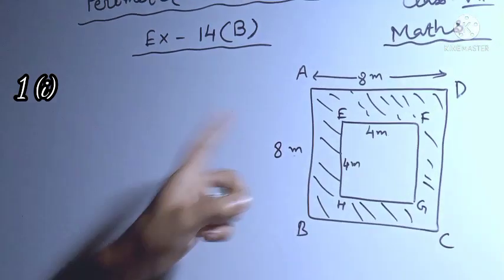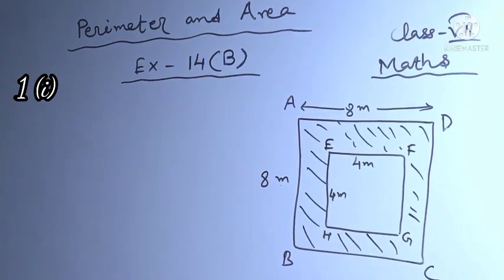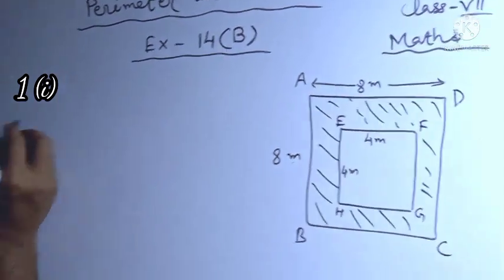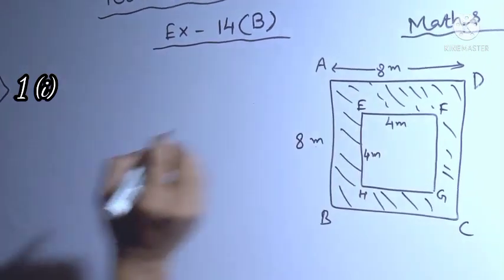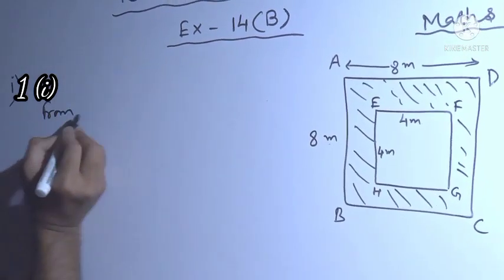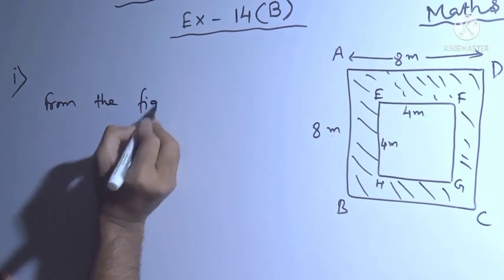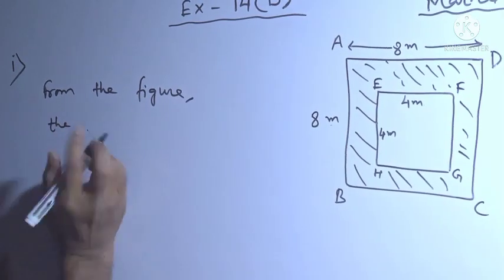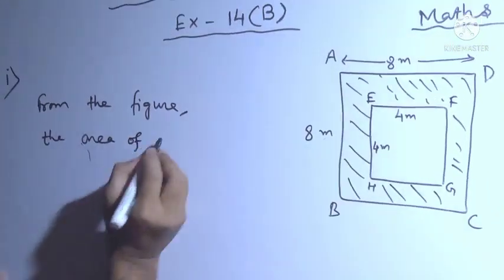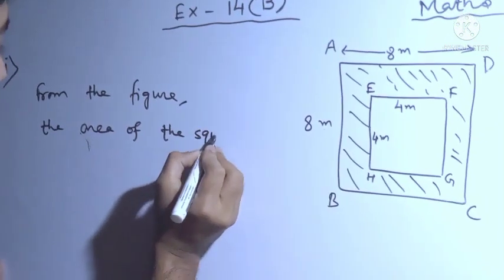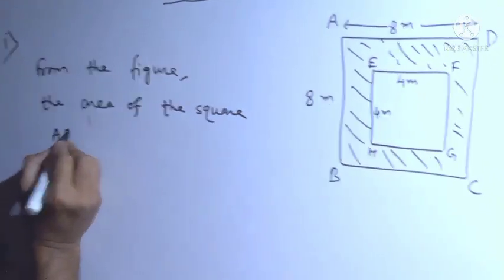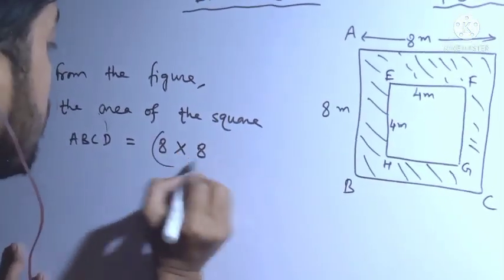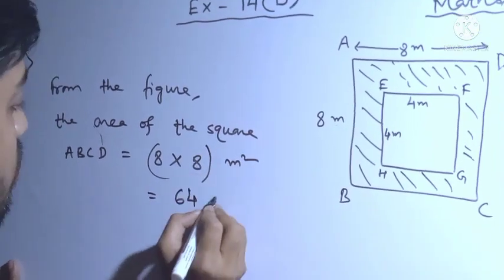Okay, so to find this portion, first we have to find the area of the big square ABCD. Okay, so the length of each side is 8 meter. From this figure, the area of the square ABCD equal to, our formula is side into side, okay, and the unit is meter square.